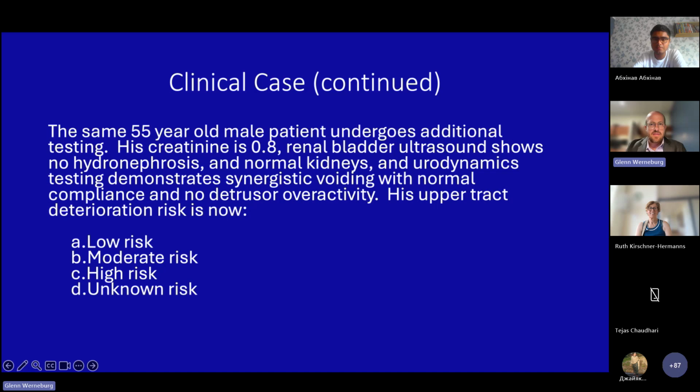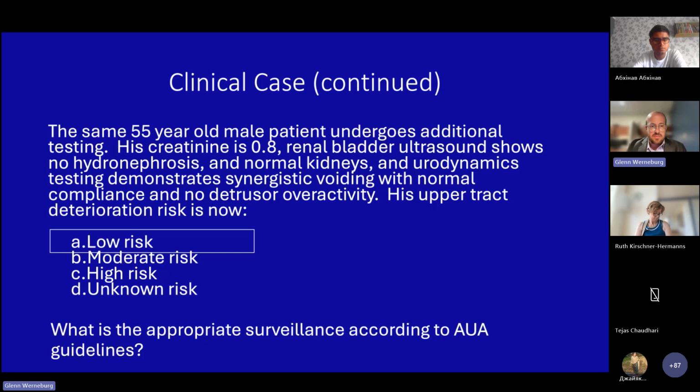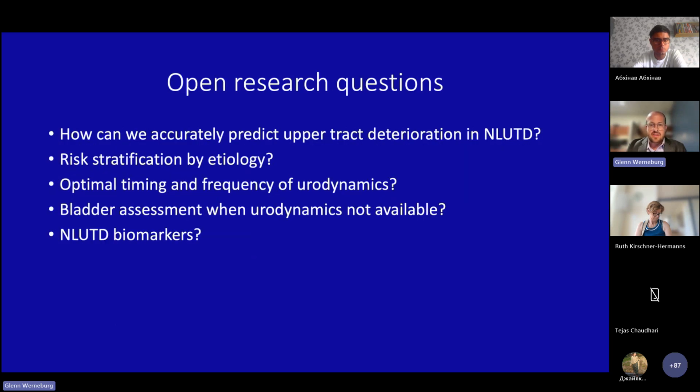So now we have the information we need to support this low risk stratification. Based on the AUA guidelines, what would the appropriate surveillance be? Well, we wouldn't continue surveillance for this particular case in terms of urodynamics testing and ultrasound. We'd give him a careful discussion about symptoms and when his bladder physiology might change and how that would warrant additional evaluation, but we wouldn't routinely provide surveillance for that patient at low risk.